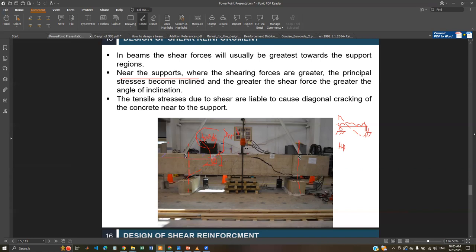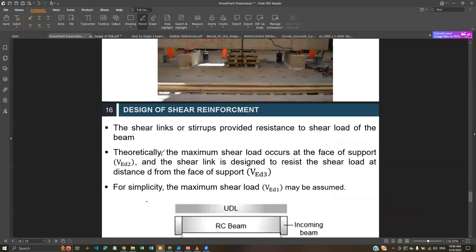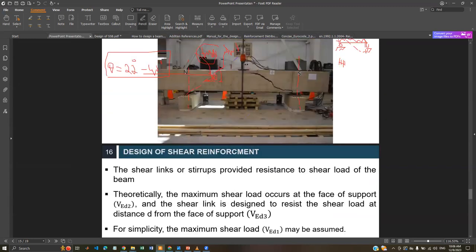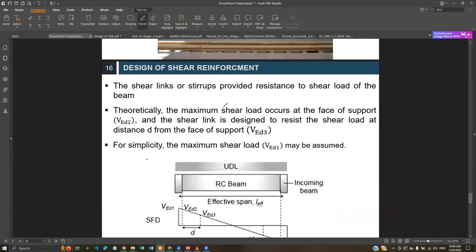The code mentions the angle, theta, between 22 and 45 degrees. So 22 to 45 degrees is the acceptable range. If it is within 22 to 45, then we are safe with the shear and we don't need to worry much. If it is not, we need to change the dimensions or the bars we provide in order to counteract the shear failures. The same thing is mentioned here, but this is actually the design consideration.